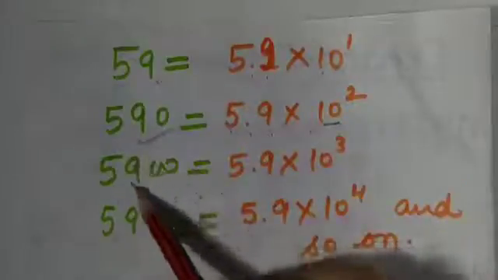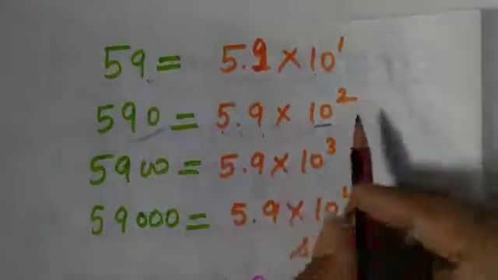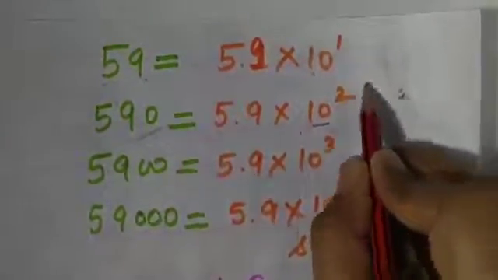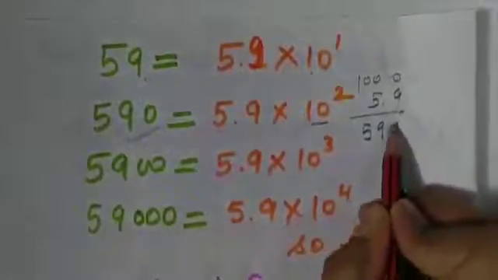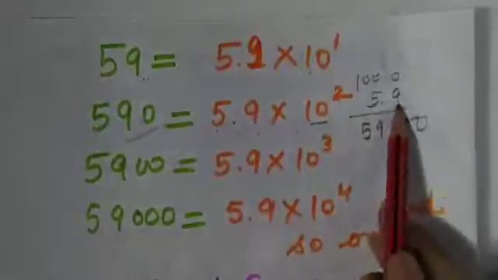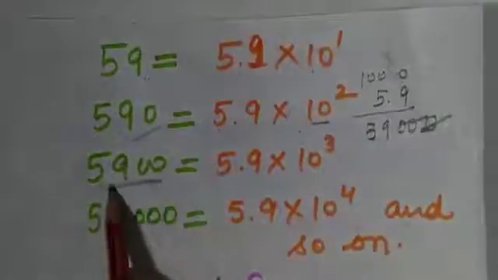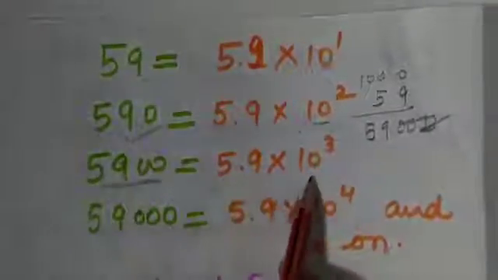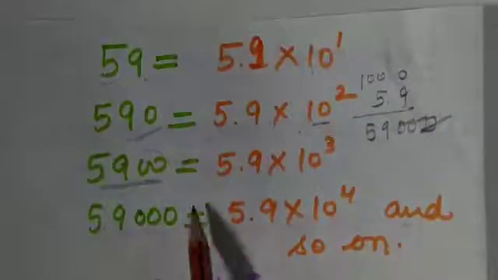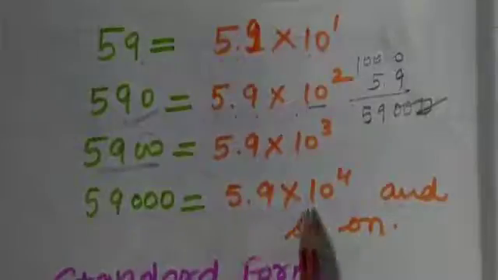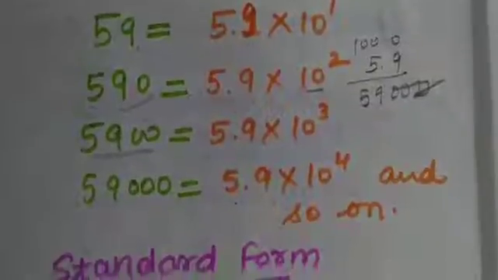Same for 5,900. How will you write this? 5.9 into 1000. Okay, because 5.9 into 1000 will be 5900, since after the decimal we have one digit. So I can write 5900 as 5.9 into 10 to the power 3. Now how will you write 59,000? Likewise, I will write it as 5.9 into 10 to the power 4, and so on. I will write these numbers in the powers of 10.